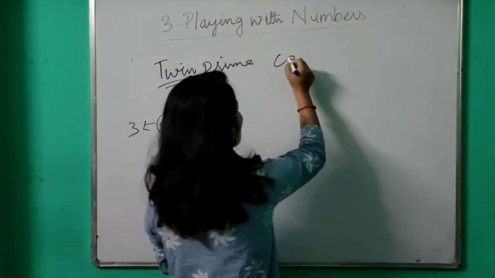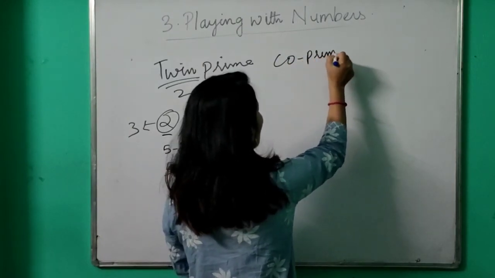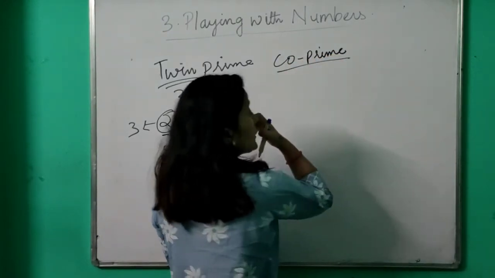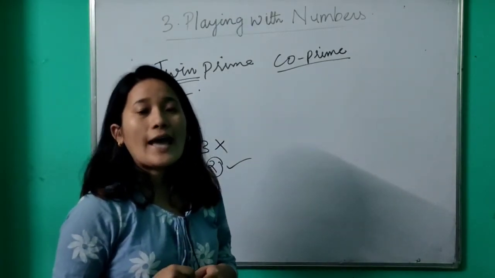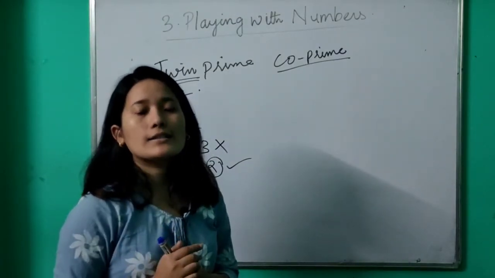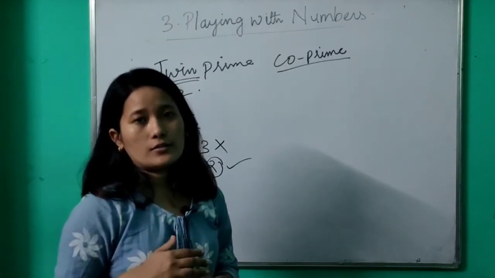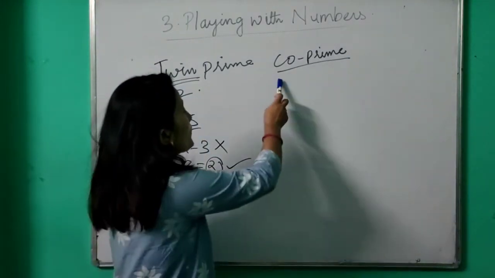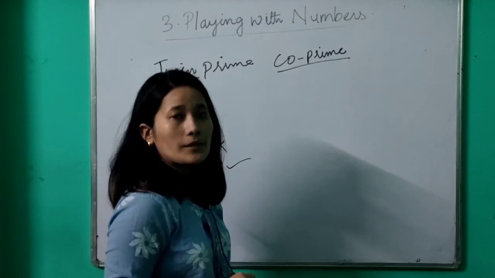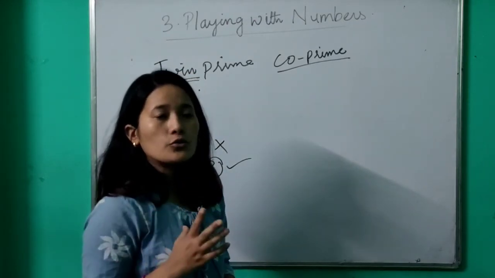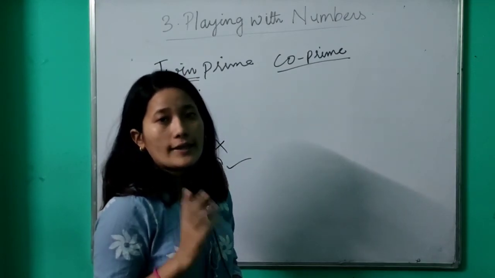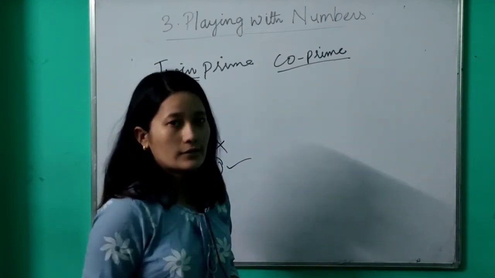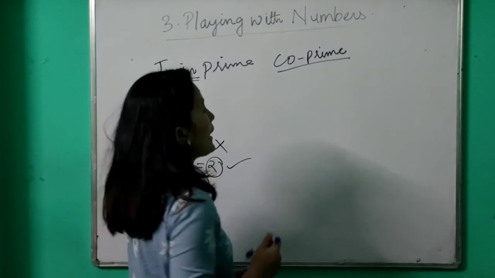Now another one is co-prime number. Co-prime numbers are numbers which have only one as their common factor. Okay, co-prime number means if you take any two numbers and in those numbers only one is the common factor, that is referred to as a co-prime number.